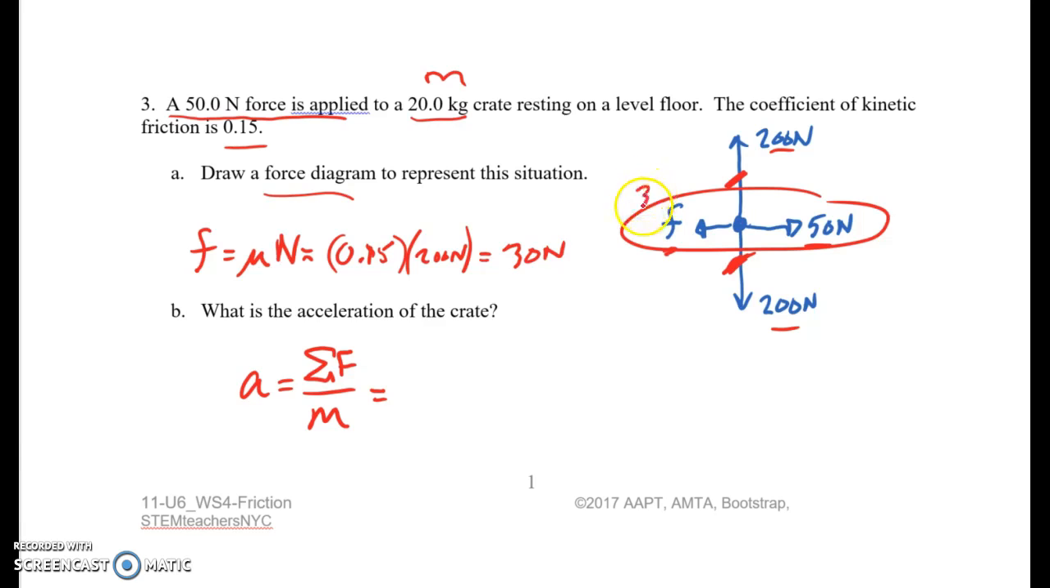So now I can put in 30 newtons to the left there. So the net force is 50 newtons to the right minus 30 newtons to the left, over the mass of 20 kilograms. So that's really 20 over 20 or 1. And that would be meters per second squared.